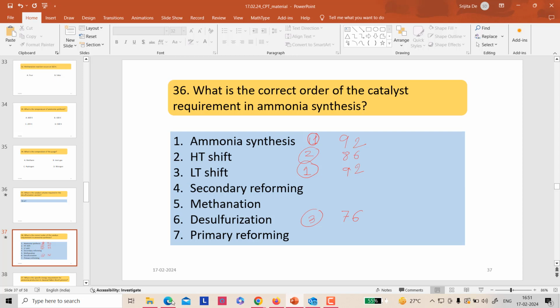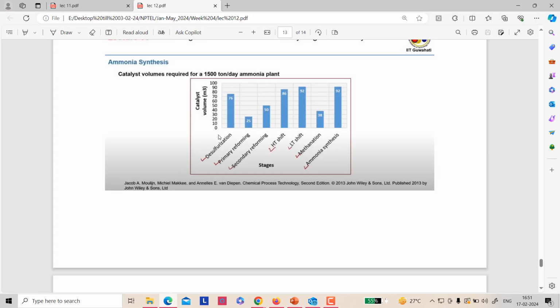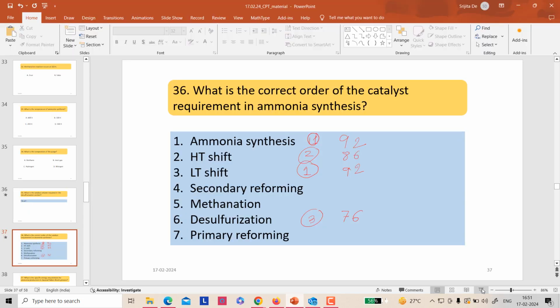What was there after that? After 76, there is the secondary reforming, 50 meter cube. Then comes the methanation process, 38 meter cube. Then comes the primary reforming process, just 25 meter cube of catalyst needed. Okay, so go back to the chart and mark it.